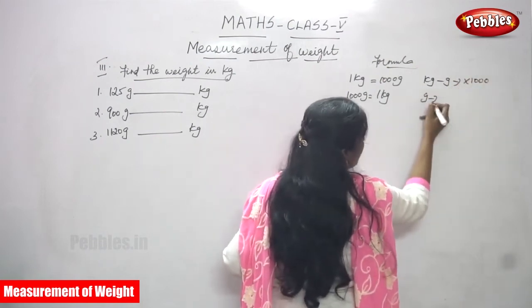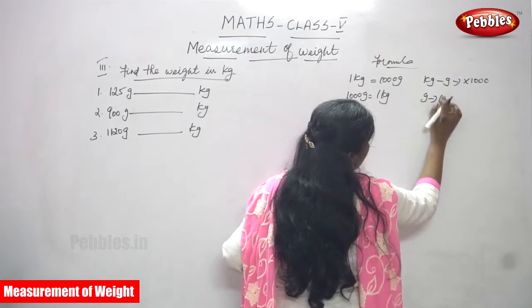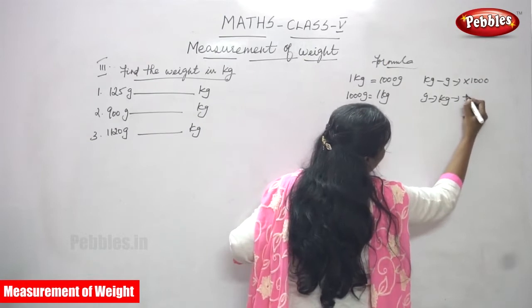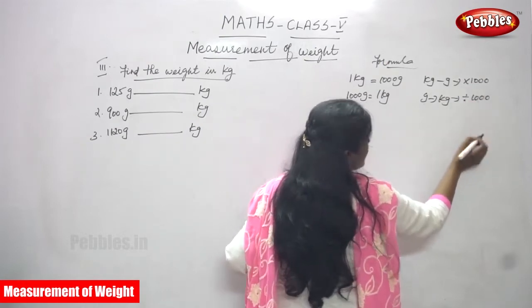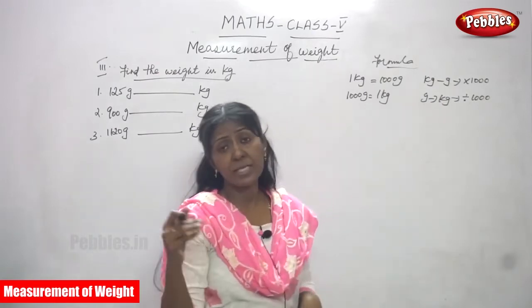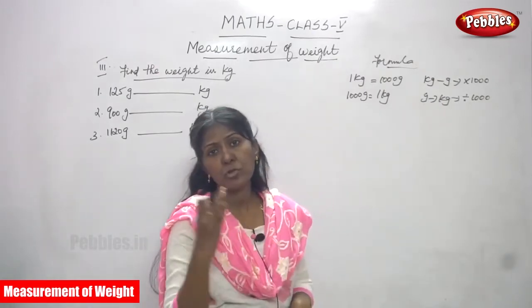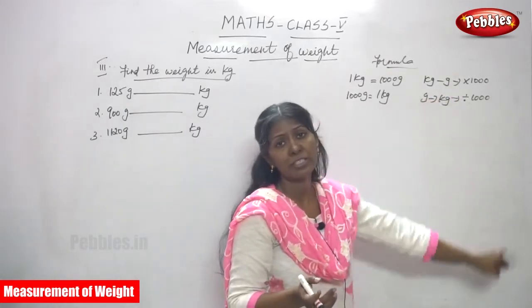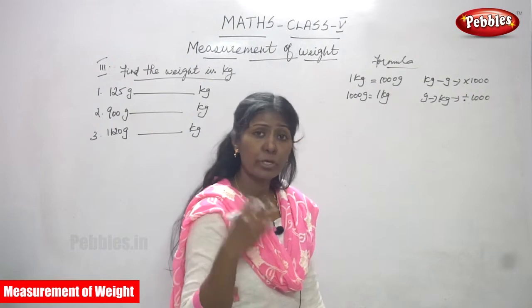But gram to kilogram, that means you have to divide by what? 1000. See, kilogram is always a bigger unit. Gram is a smaller unit. So bigger unit to smaller unit you have to multiply, but smaller unit to bigger unit you have to divide. That is the basic rule. I've already taught you this in length.